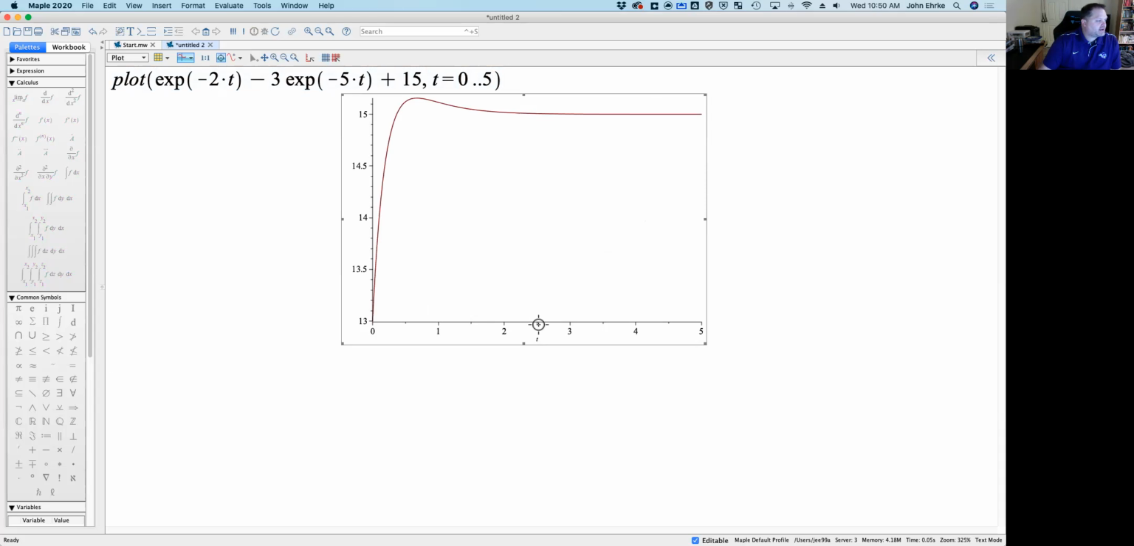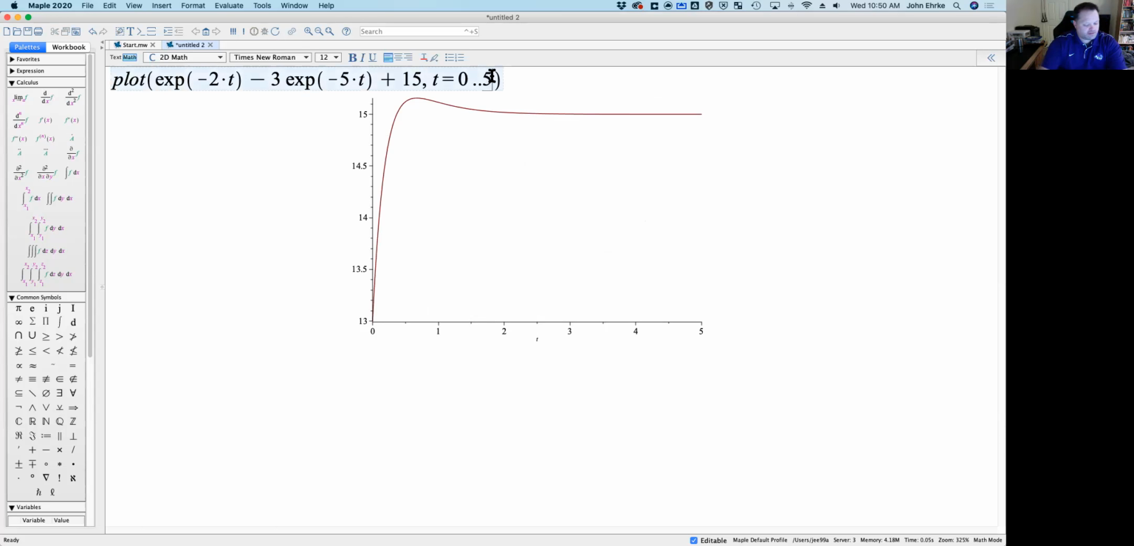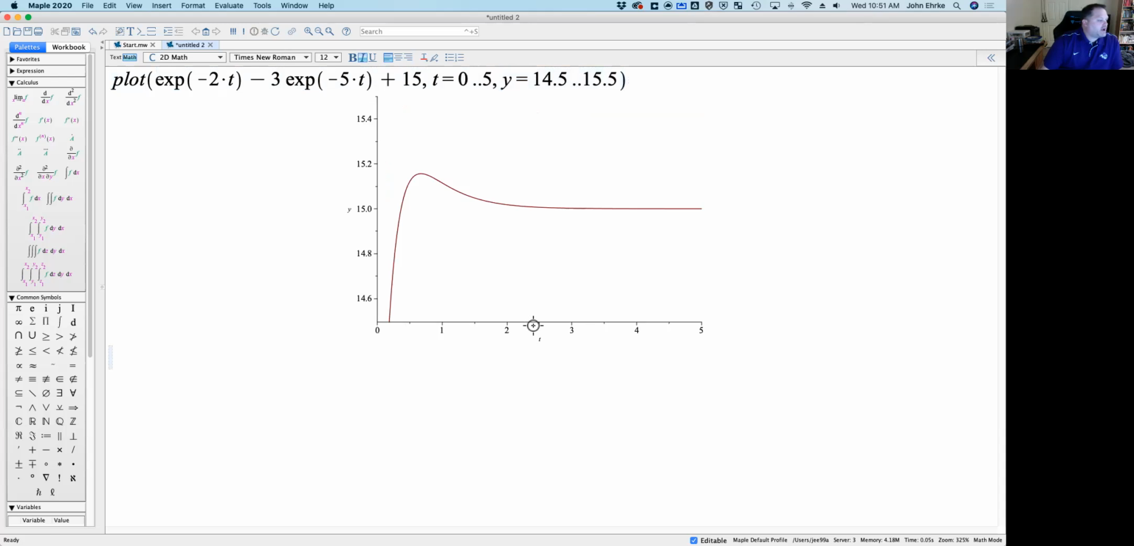After 2.5 seconds, this thing is basically right at 15. And we can see this a lot better if I kept my y values here. Let's go y equal, I don't know, 14.5 to 15.5. Right? So after 2.5 seconds, virtually all of this wiggle that's coming from the exponentials is gone, and this thing just flattens out after that and is a steady 15. So most of the decay is gone after 2.5 seconds.